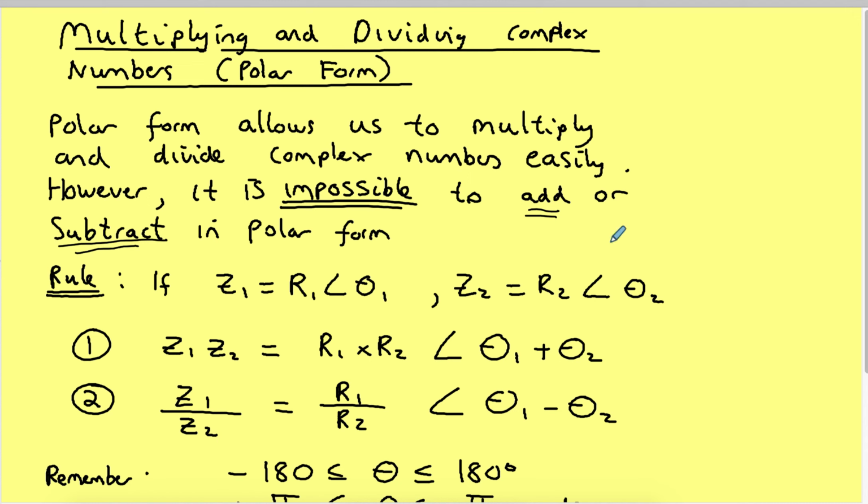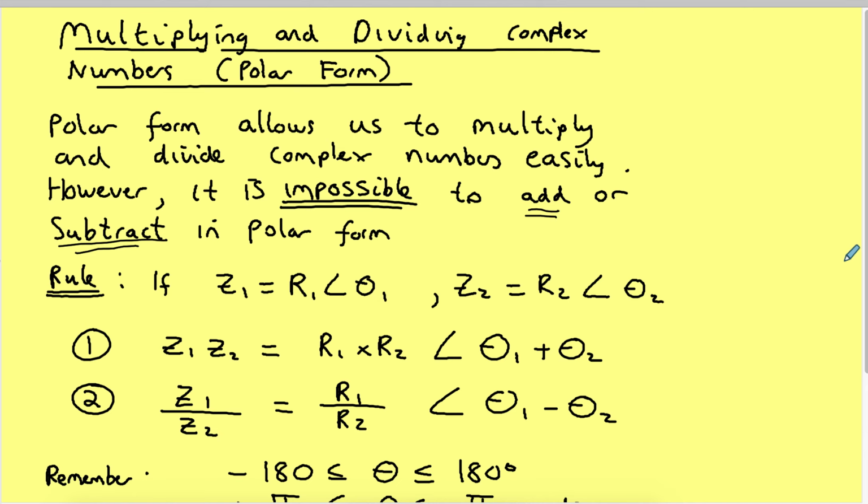Right, now here's our rules for multiplying. So if you've got 2 complex numbers, z1, which is r1 at an angle of theta 1, and z2, which is r2 at an angle of theta 2, then to multiply them together, you multiply the r values and you add the angles. Or you multiply the moduluses and add the arguments, is what they say. So you multiply the length of the line and you add the angles together. And that just follows on from simple vector work that we've done in higher maths.